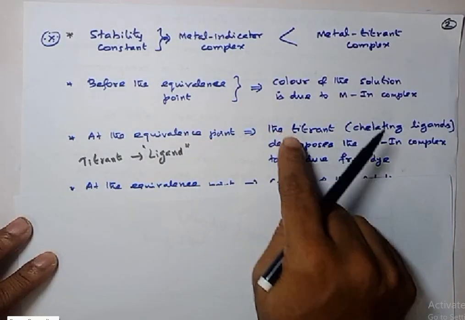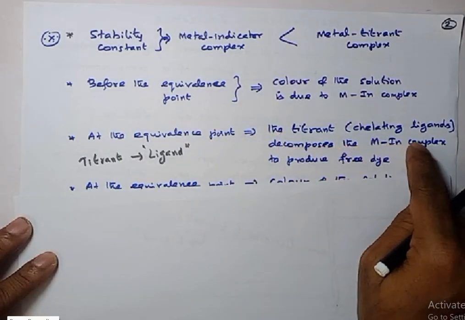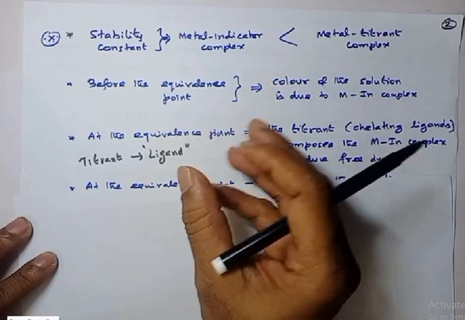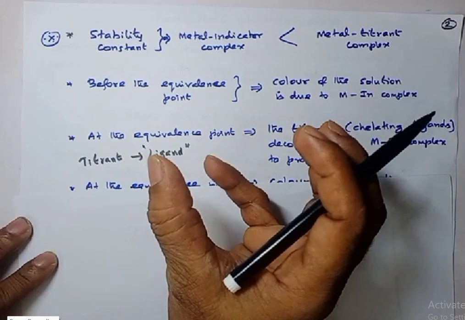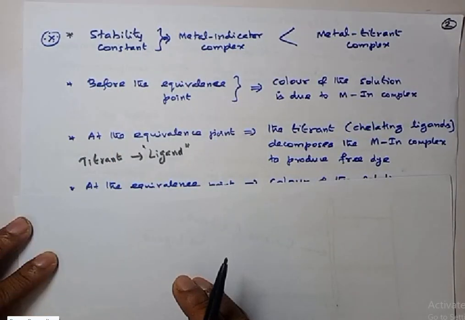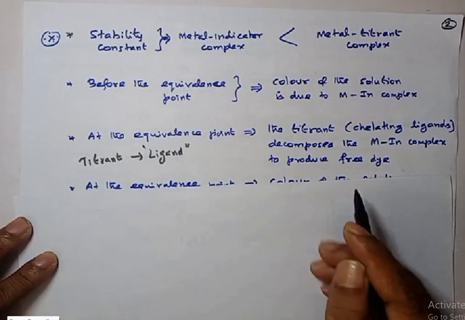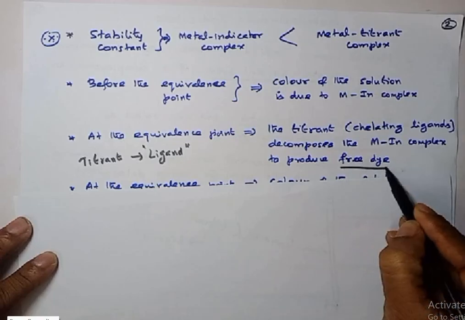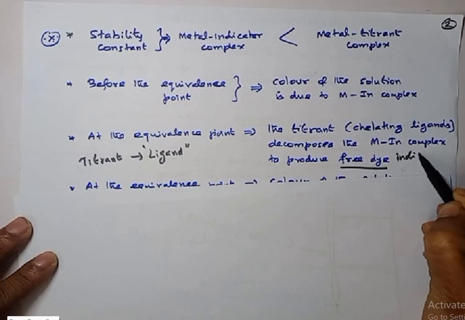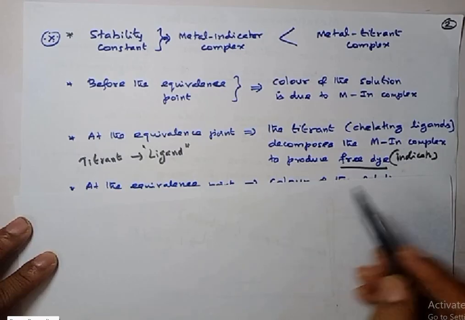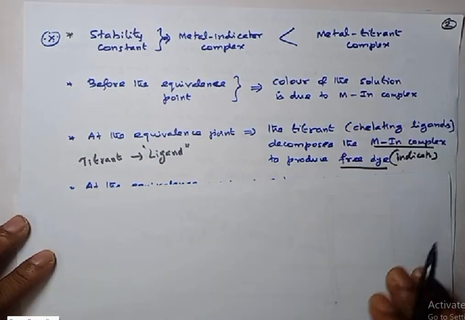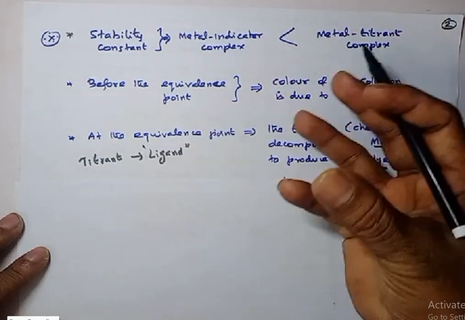The titrant decomposes the metal indicator complex. When we have sufficient titrant at the equivalence point, the titrant molecules decompose the metal indicator complex and produce free dye. Dye is nothing but indicator here. I have told you already, the metal indicator complex has one color, but the free indicator has a different color. So at the equivalence point, the free indicators are produced.